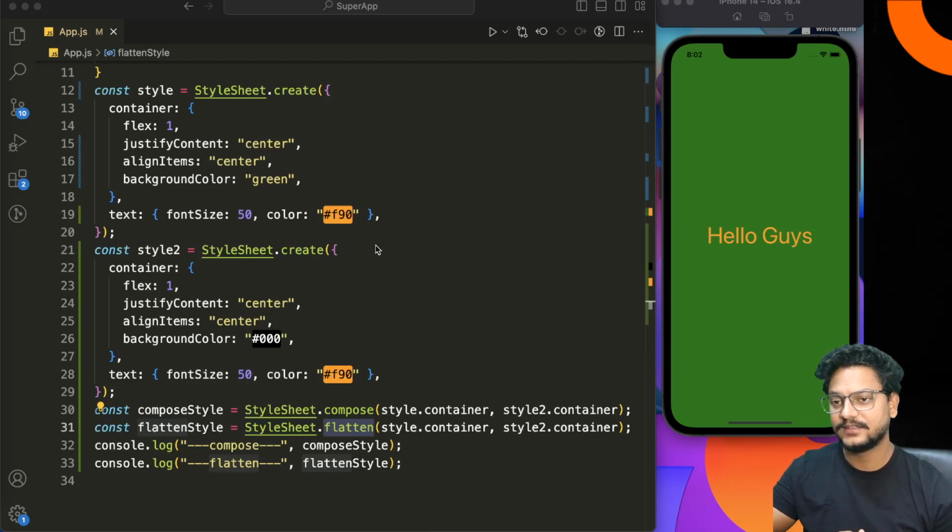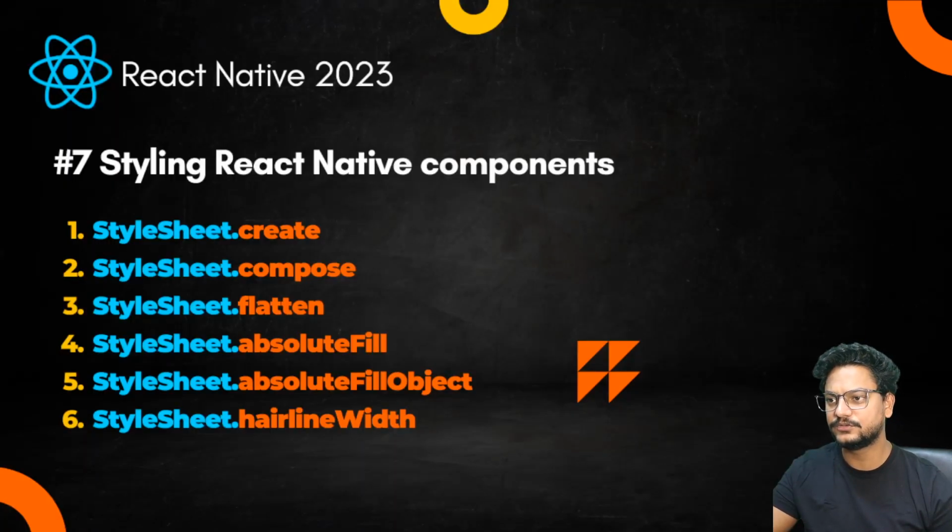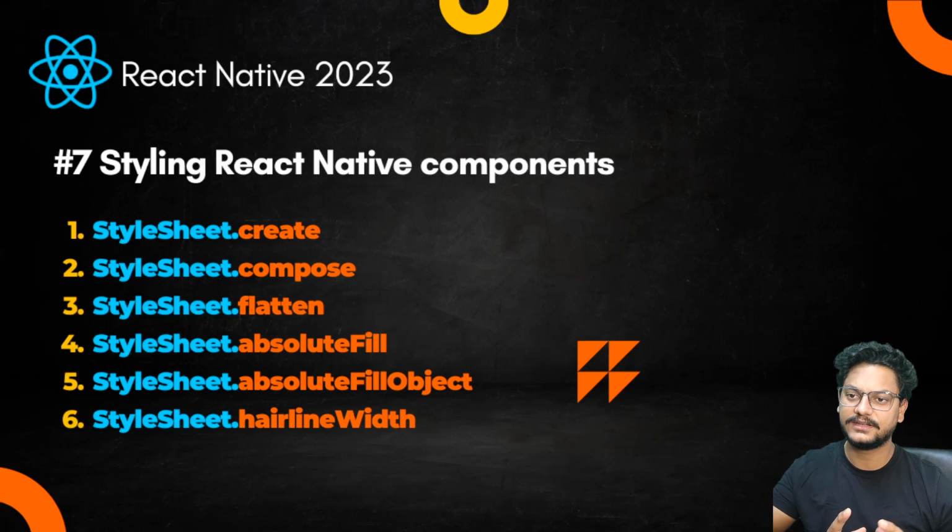So now next thing is, there are some predefined styles available from the style sheet. What is that like? We have these two or three: absolute fill, absolute fill object and hairline width, which are provided. I don't see much use case for these two or three, but definitely I'll explain, and then we'll see how we can optimize these style sheets and how we can keep our folder structure and file structure. So let's move forward and see how absolute fill will work.